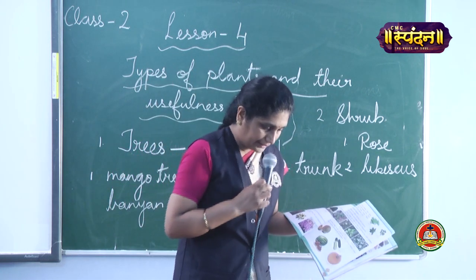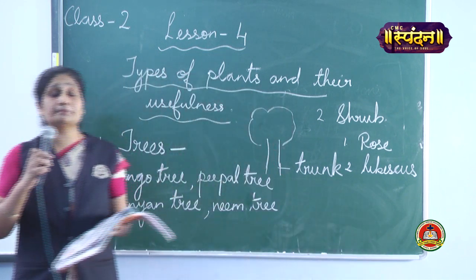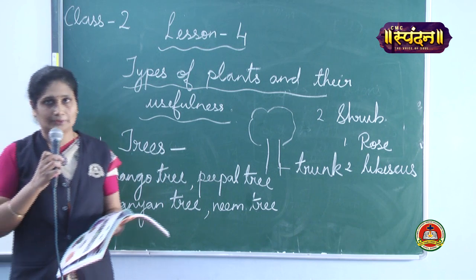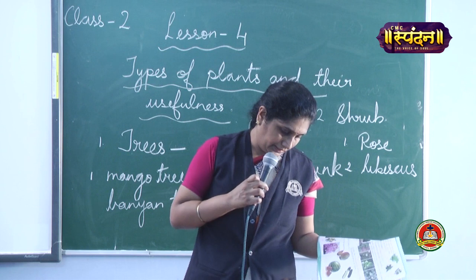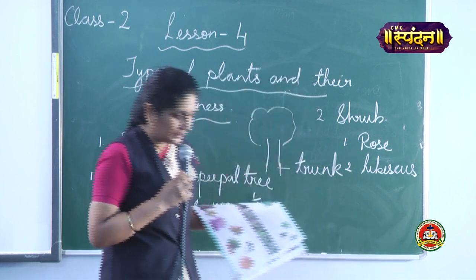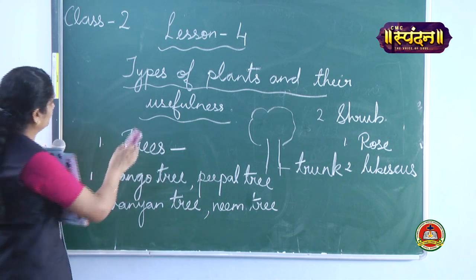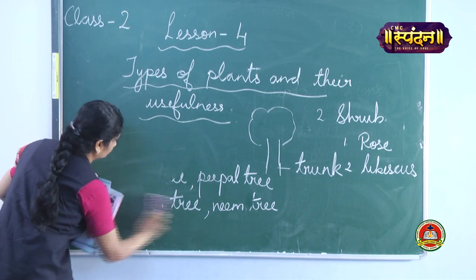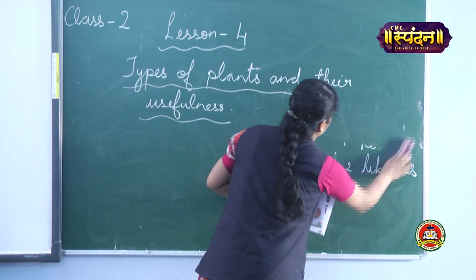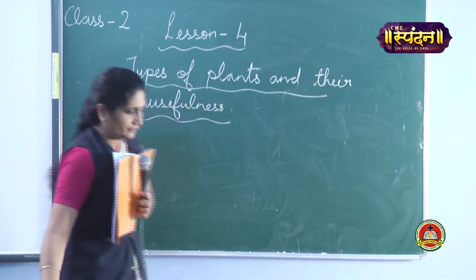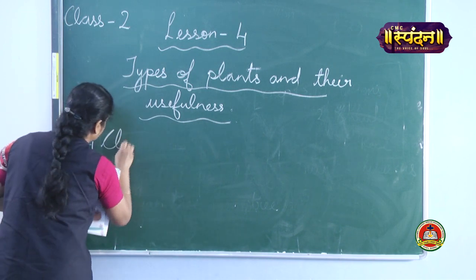So herbs are used for medicine also. Okay? We use the herbs for medicine also. So now the fourth category of plant is climber.